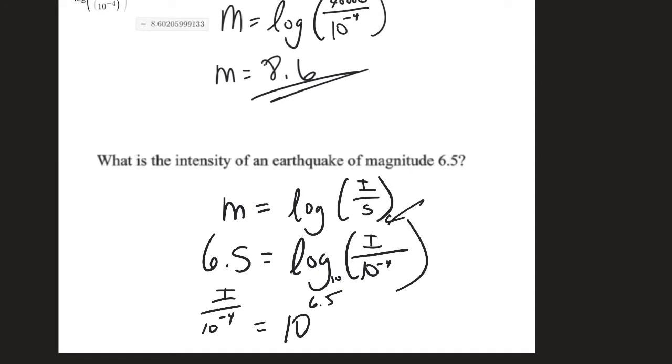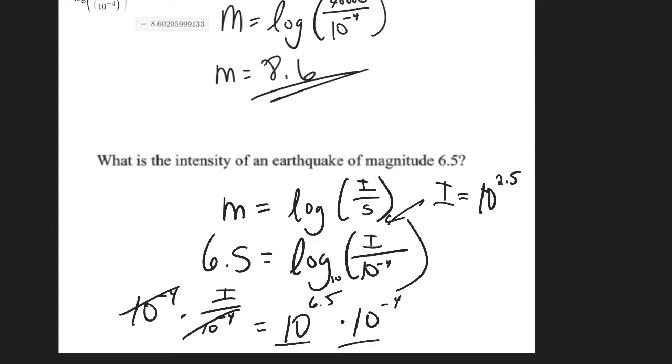And if I wanted to solve this for I, I would multiply both sides by 10 to the power of negative 4. Now, I could put this in my calculator, or I can remember that if I'm multiplying powers that have the same base, I would add the exponents. In this case, my exponent would be 6.5 plus negative 4, which is 2.5. And then that's what I'm going to put in my calculator, 10 to the power of 2.5. So give me 1 second.